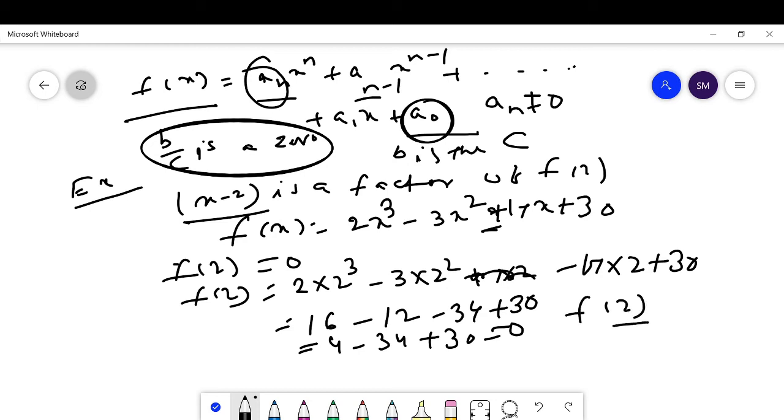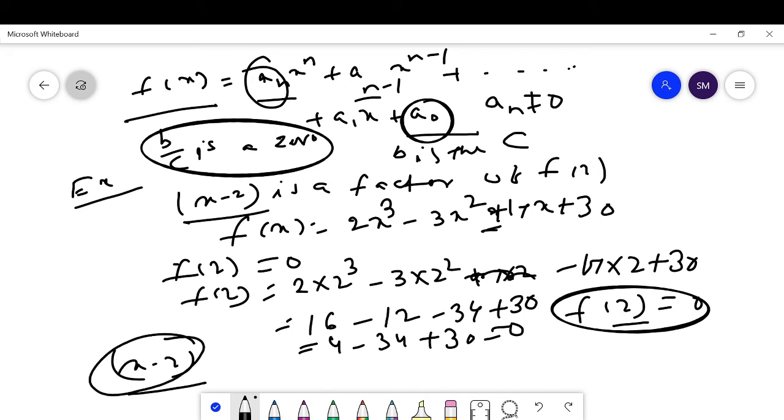What do we conclude? f(2) is equal to 0, which shows that x minus 2 is a factor of f(x). Then we have to factorize f(x). How can we factorize f(x)? Divide f(x) by x minus 2, then we factorize.